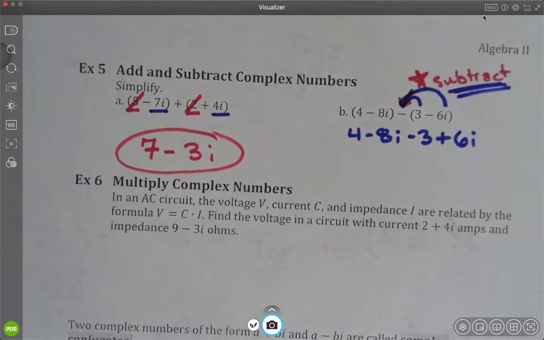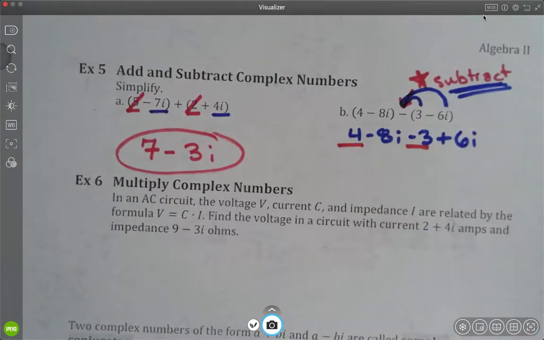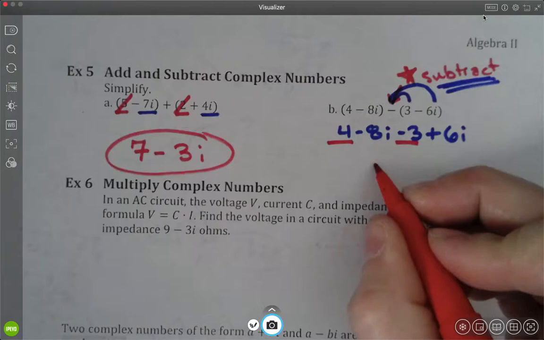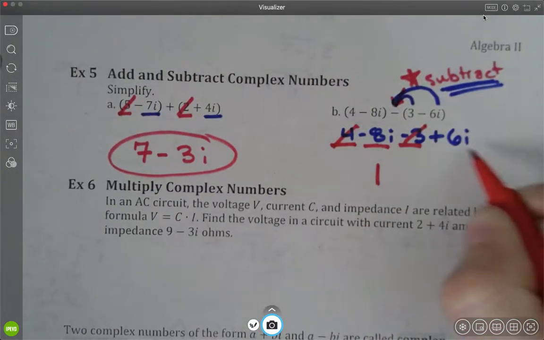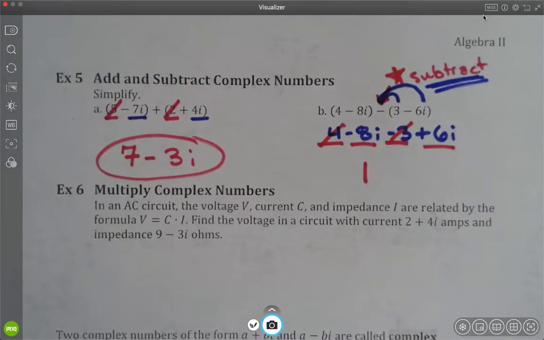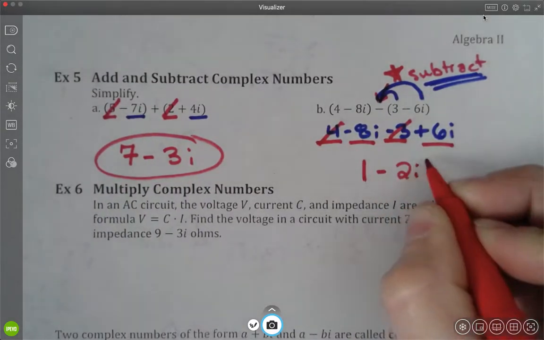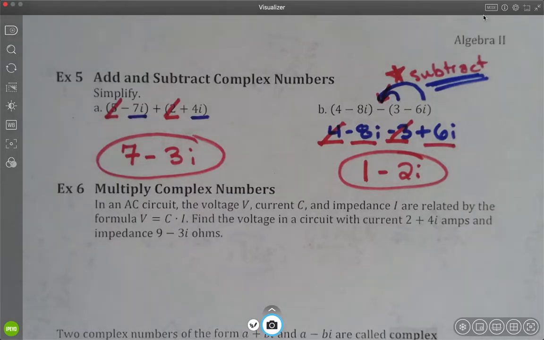All right, so now I'm going to combine. So what can I combine? The 4 and the negative 3. 4 minus 3 is 1. Those go away. And then you combine negative 8i and 6i. Negative 2i. That's it. Okay. I's you treat just like x's or y's or z's or any other variable, right?